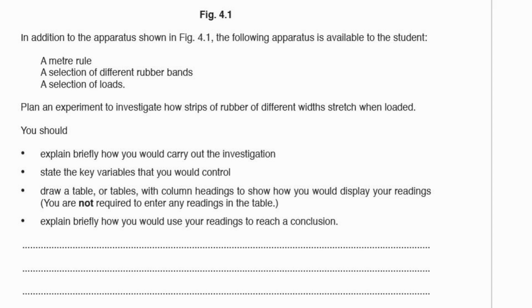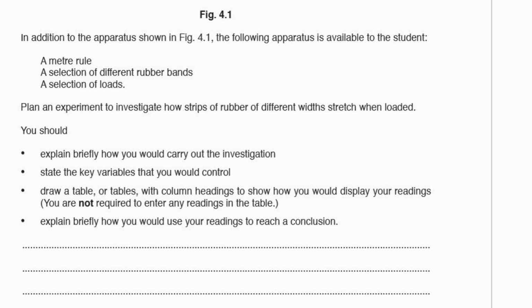In addition to the apparatus shown in figure 4.1, the following apparatus is available to the student. A meter rule, a selection of different rubber bands, and a selection of loads. Plan an experiment to investigate how strips of rubber of different widths stretch when loaded. You should explain briefly how you would carry out the investigation, state the key variables that you would control, draw a table or tables with column headings to show how you would display your readings, and you're not required to enter any readings into the table, and explain briefly how you would use your readings to reach a conclusion.